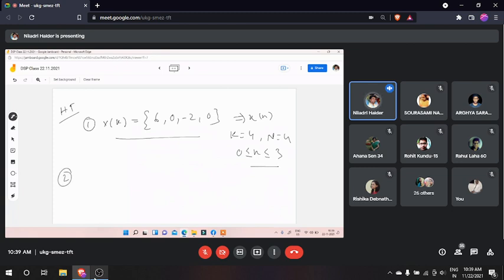Another home task: consider the number of samples given as 4, and x[n] is given as cos(n pi by 4). Just consider 4 samples and calculate the DFT, calculate Xk, in the same way. So these two are your home task.